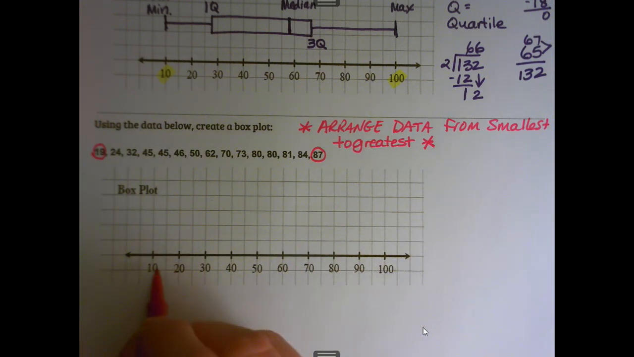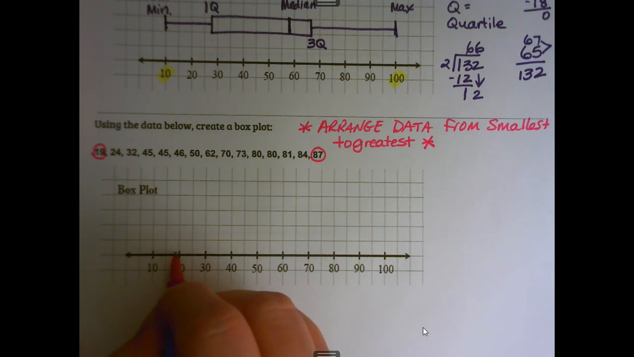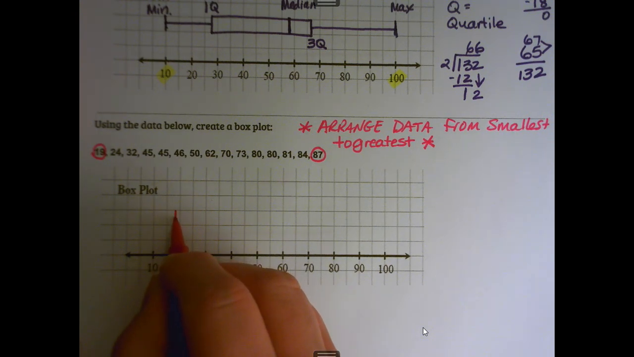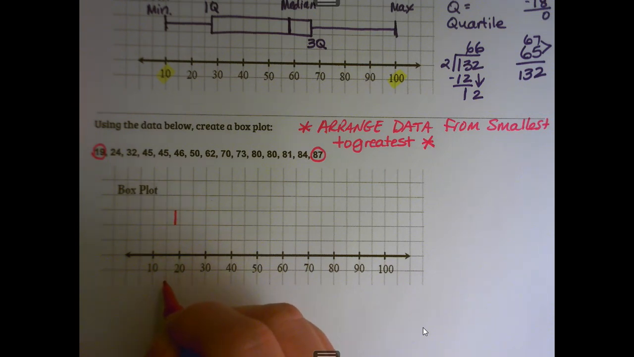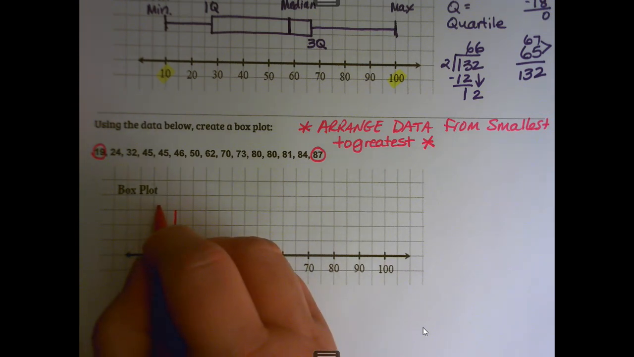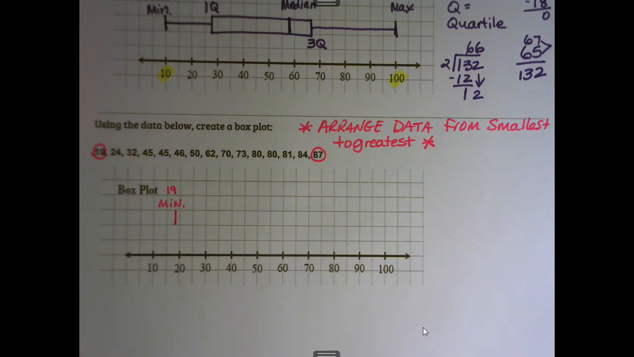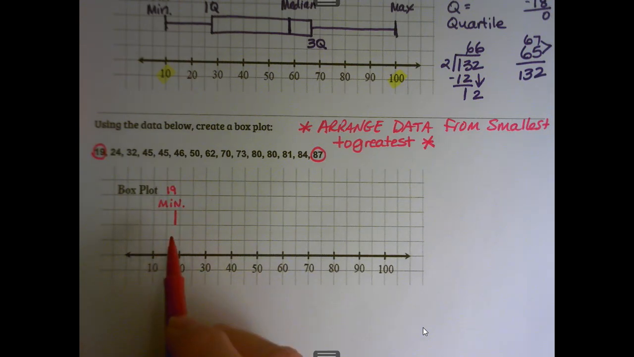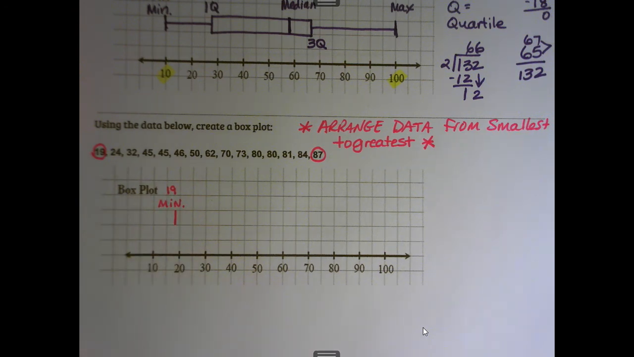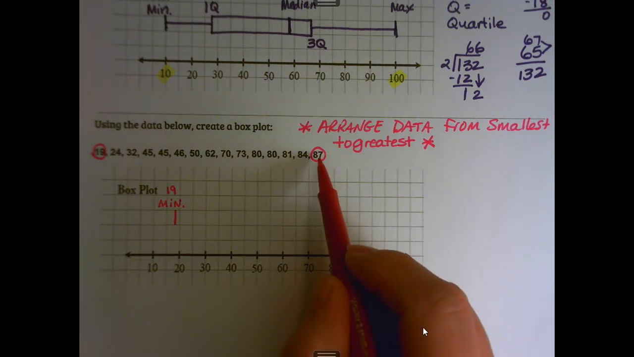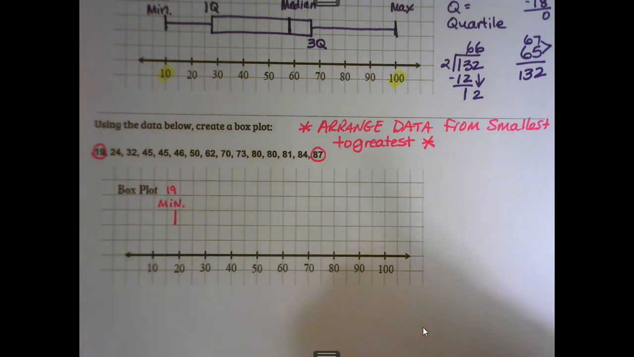I'm going to look and see where 19 would go on this number line. And it would go a little bit before the 20, so I'm going to just go straight up. And that's about where I think the minimum would be. I'm going to label that minimum, and I'm also going to write the number 19 above that. If you did not write the number 19 above it, that's fine. We need to have it labeled somehow, and I'm labeling it with both because both is better than nothing.